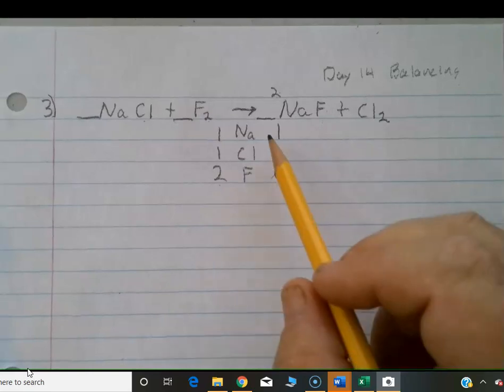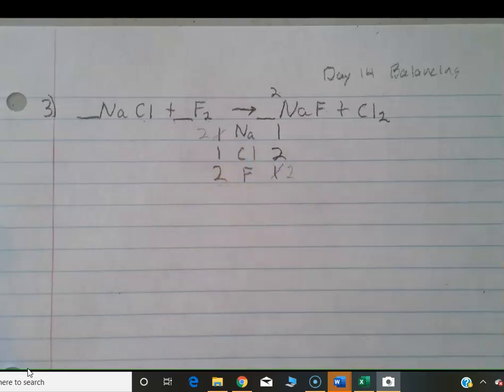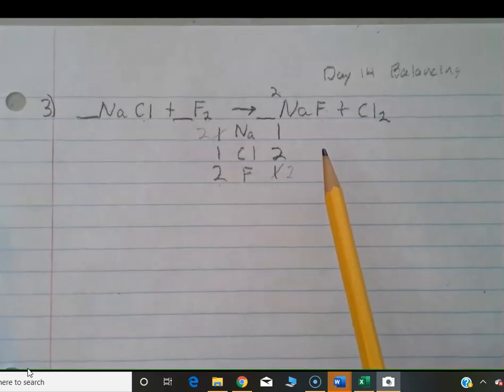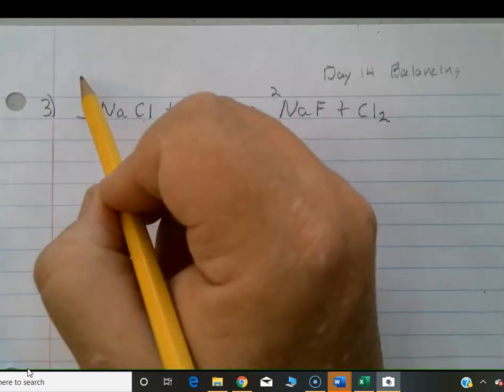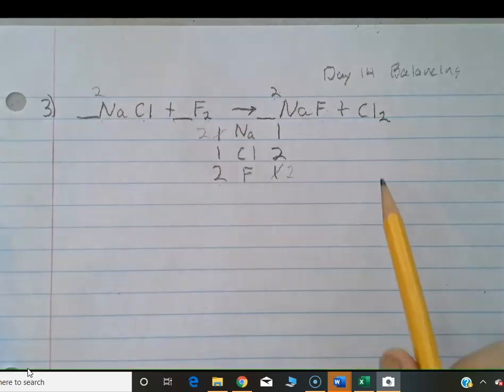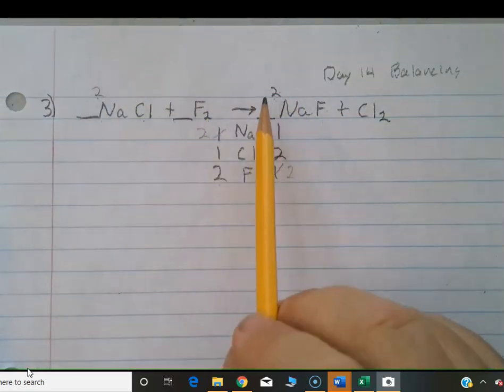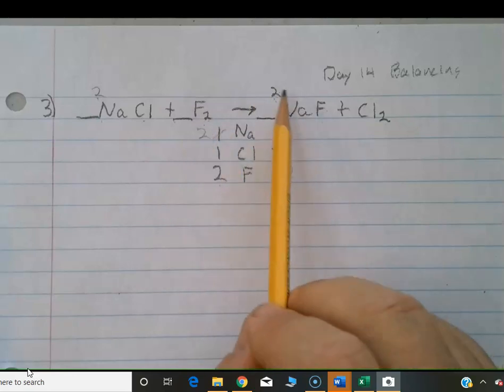Alright, however my sodiums are now out of balance. And that happens. You take things out of balance before you get to the final answer where everything's in balance. Okay, so now I can go ahead and balance my sodium. Since I made this into 2 sodiums, I can come over here and make this into 2 sodiums. Now my sodium is back in balance. Na2, there's 2 Nas, 2 Nas. My fluorine is still in balance. I have 2 fluorines and 2 fluorines.